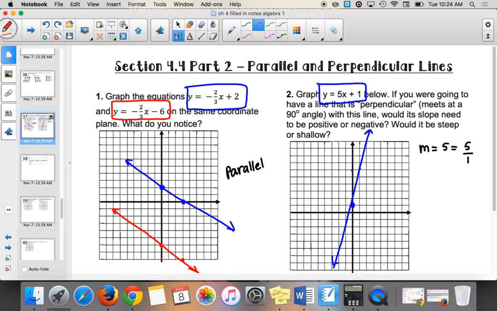So she says it's the opposite. Instead of 5 over 1, it's 1 over 5. But it also needs to be negative. Do you guys understand that?